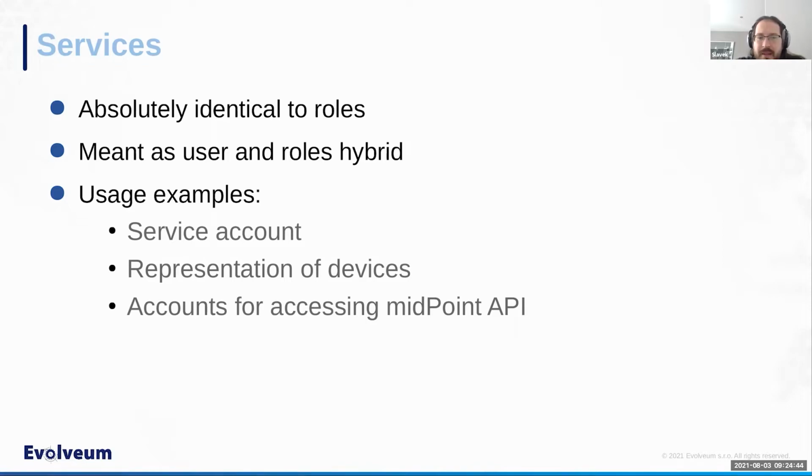A second example might be representation of devices. For example, how to put a printer in your IdM, or some Internet of Things devices. So again, service might be a good object to represent those. And also when you want to create an account for your web page, for example, or for an application that is just using the midPoint API to do something. Again, you can use a user object, but you can use a service object as well. And again, it depends completely on you, how you have your objects structured, so you maintain some clarity and it's understandable for you.